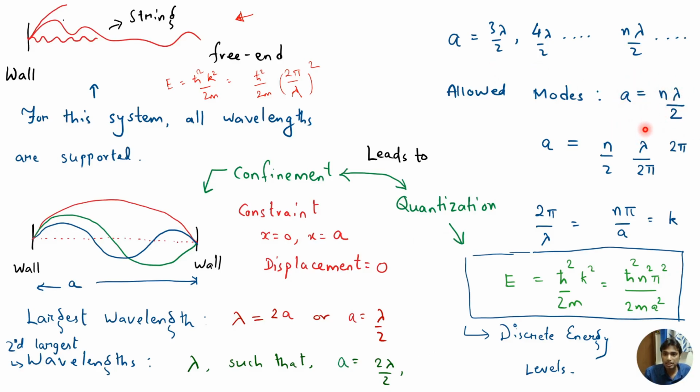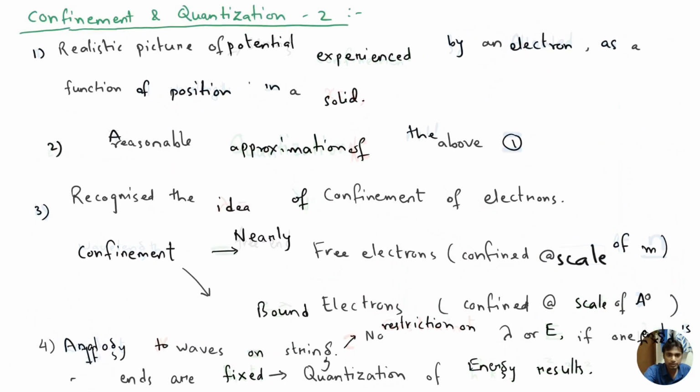Now since we know lambda, what is lambda? You can write a as just a rearrangement of this, n by 2 lambda. So I have multiplied and divided by 2 pi, and we know that 2 pi by lambda is k. So 2 pi by lambda from here is n pi by a, that is k, and this k you can use in the expression of energy. Energy we saw is p square by 2m, with p equal to h bar k, so h bar square k square by 2m, and k we can put from here.